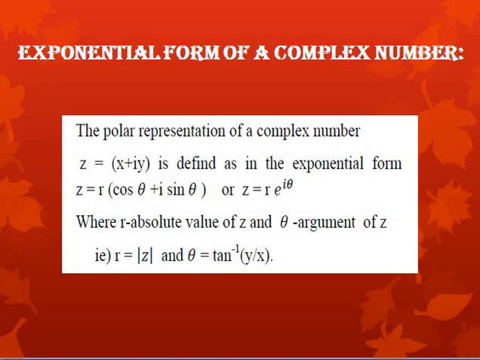Now the exponential form of a complex number. The polar representation of a complex number z equal to x plus iy is defined, in the exponential form, as z equal to r of cos theta plus i sin theta, that is z equal to r e power i theta, which is the exponential form of a complex number. Here r is nothing but the absolute value of z and theta is the argument of z, that is r equal to mod z and theta is equal to tan inverse of y by x.